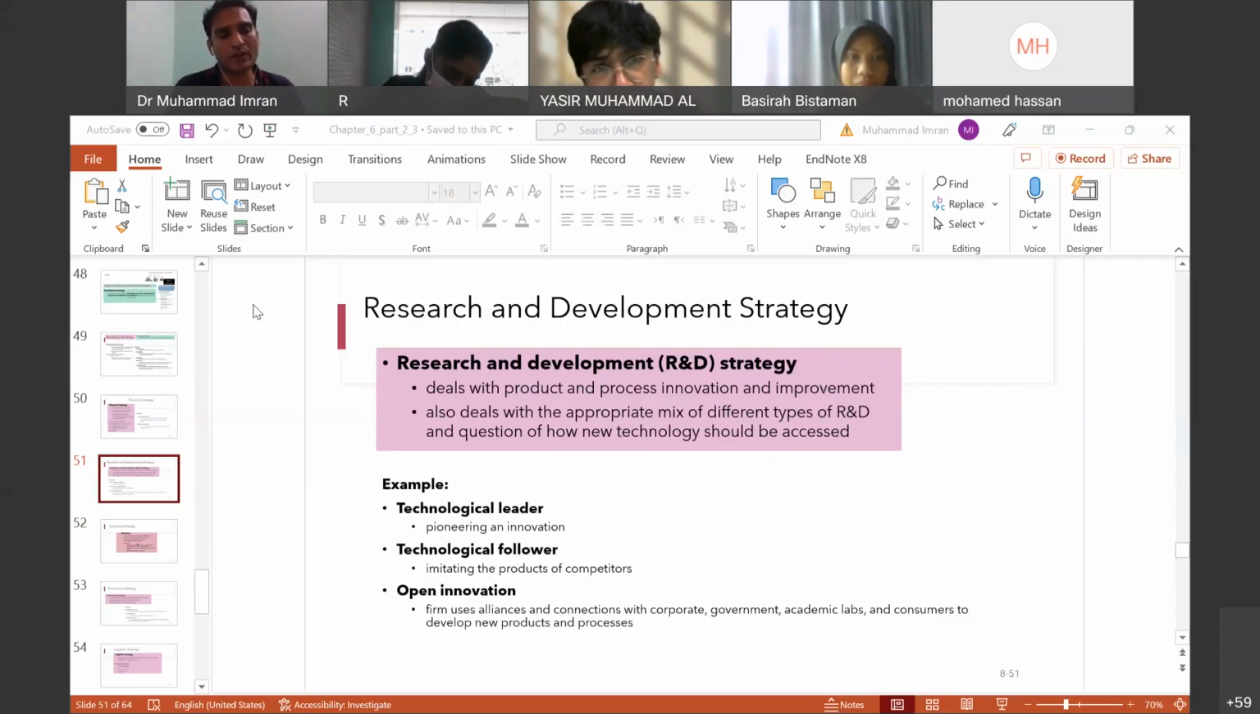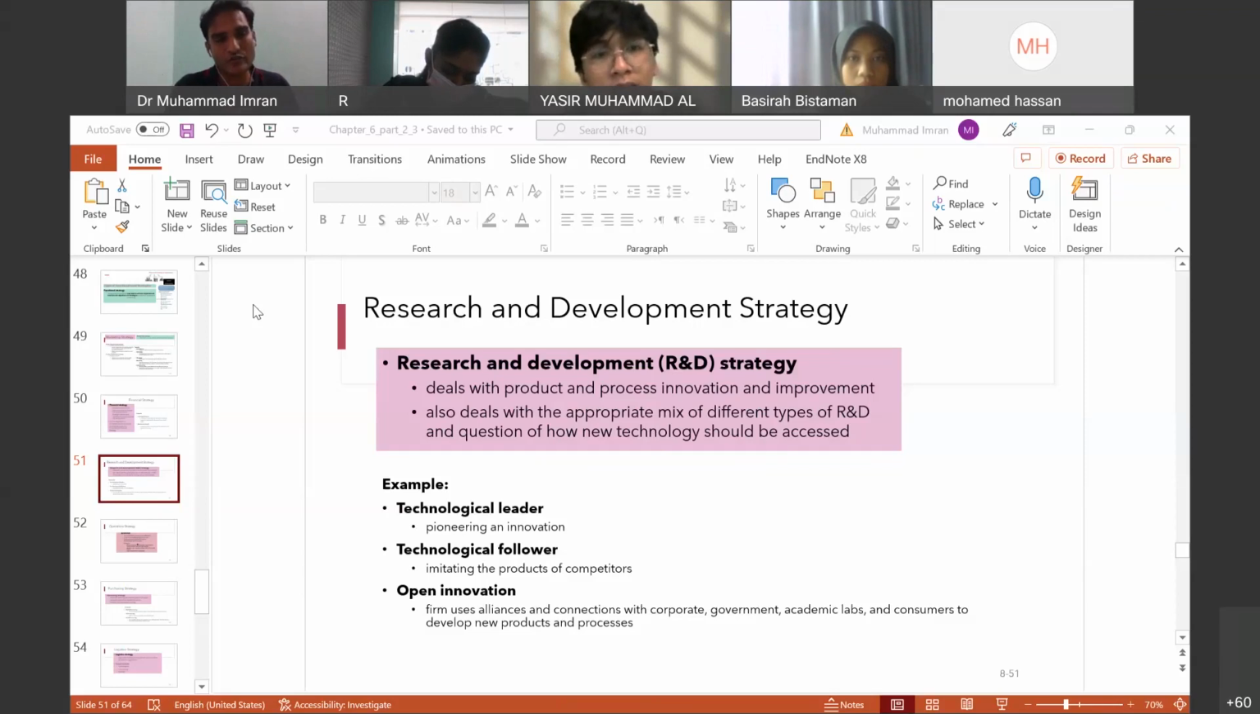Open innovation. Anybody can contribute to their product innovation. Like customers can give feedback: this product should be improved, or you can add this feature to your product. They can also evaluate it, and if it is feasible, they will work on it.